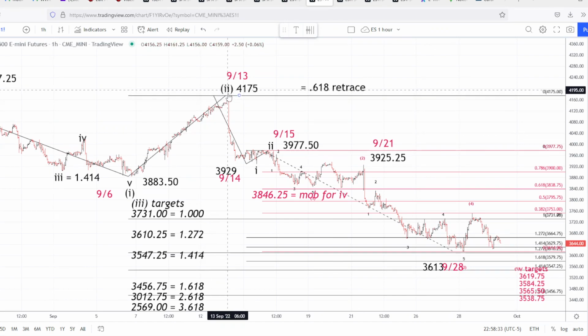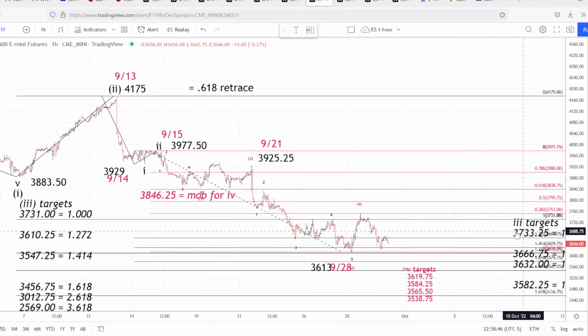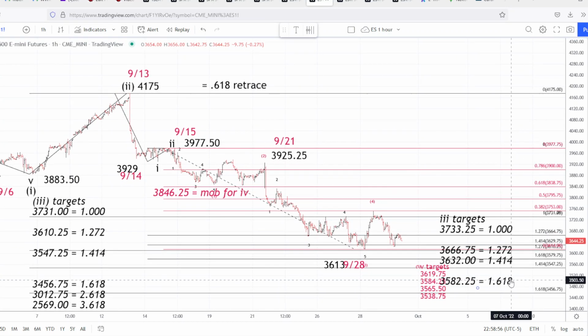Okay, but there's 2. There are the 3 targets, these lines that go further out to the left. And then from there we have a 1, 2. And those third wave targets are all the way over here. Okay, that 1 and 2, and here are the third wave targets, 37.33 and all the way down to 35.82.